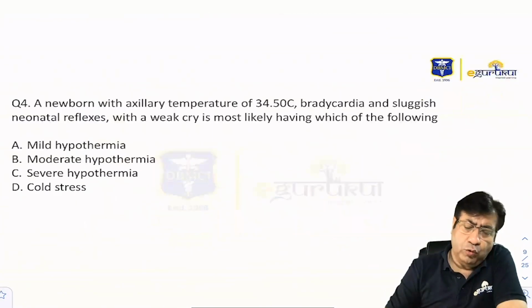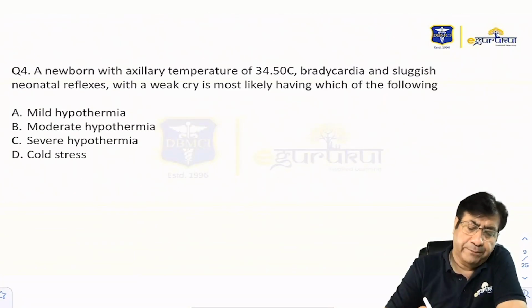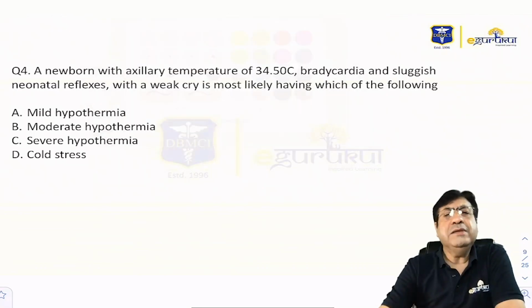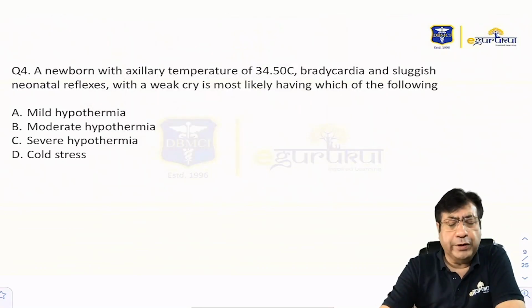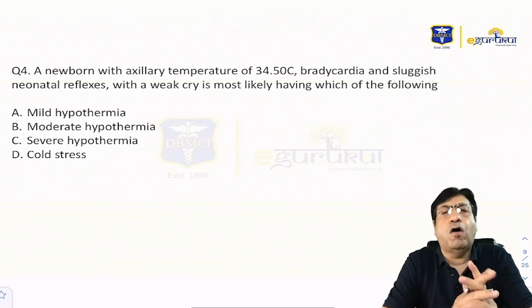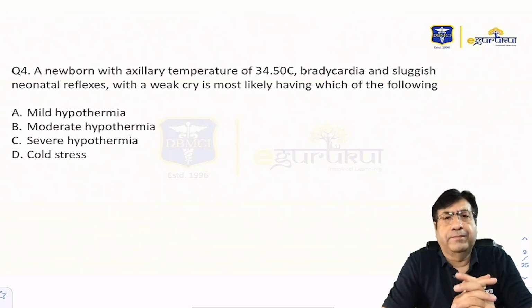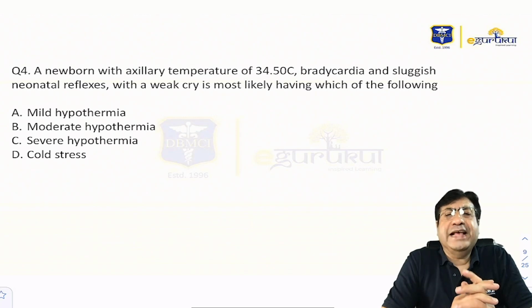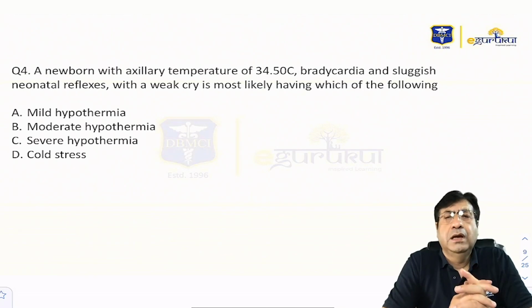Let us come now to question number 4. Question number 4 is again a topic from neonatology, which is now focusing on the temperature of a newborn. Again, a very important topic. The question says a newborn with an axillary temperature of 34.5 degrees centigrade. So an axillary temperature of the newborn was taken. It was 34.5 degrees centigrade.